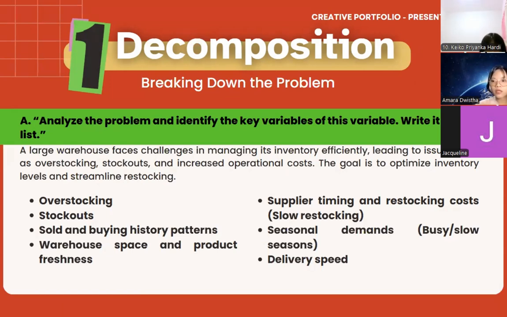So warehouses deal with a bunch of problems like overstocking, where too much stock takes up space and costs money, and stockouts, where not enough stock means unhappy customers. Then sales patterns, where we need to look at buying history to make smarter stocking decisions. Then storage and freshness, since some products may expire, so they can't sit around forever. Then supply timing, since some vendors take too long to deliver, and seasonal demands, where sales change depending on the time of the year. And lastly, delivery speed, where faster fulfillment means better business.